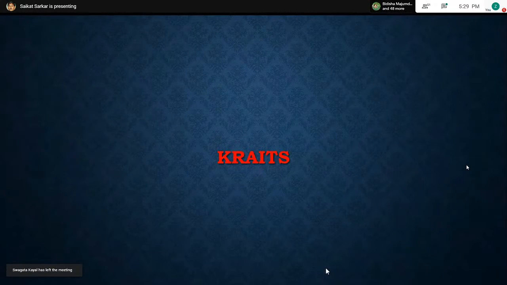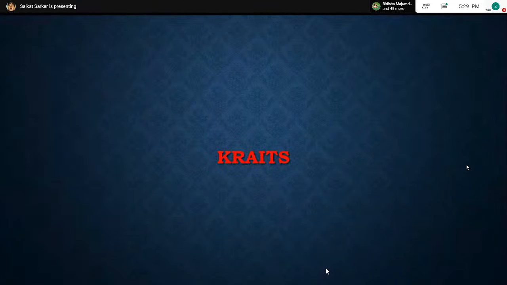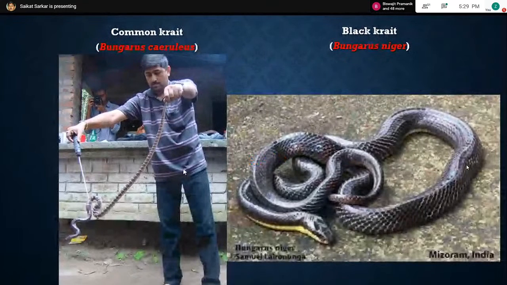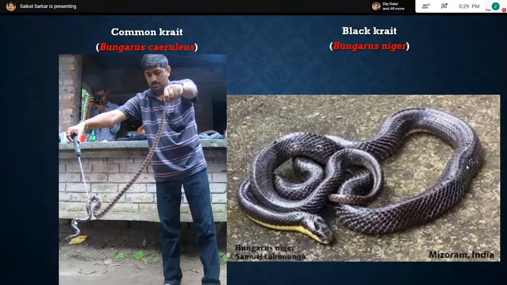Kraits. Kraits are found in Asia only, not in Americas, not in Australia, not in Africa. This is a common krait. This was a very big specimen that I caught and rescued. You may say it is the most venomous snake in India at least, not in Asia. In Asia, the most venomous snake is Bungarus multicinctus, not found here. In Southeast Asia, you can find Bungarus multicinctus or many-banded krait.